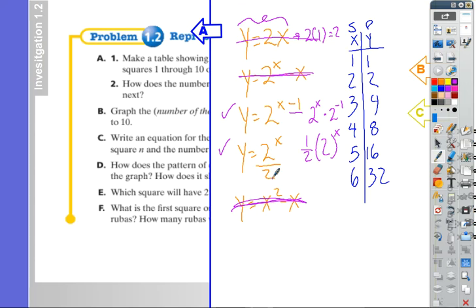If you notice this, math is the study of patterns. Let's go backwards. Let's say we had square 0. How many pennies would be on square 0? Well, if we're following the pattern, what did we do to 2 to get 1? We multiplied by 1/2. 1 times 1/2 is?